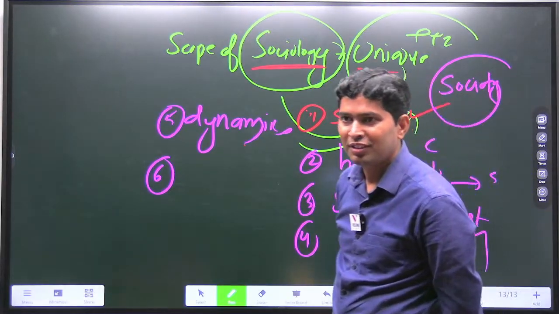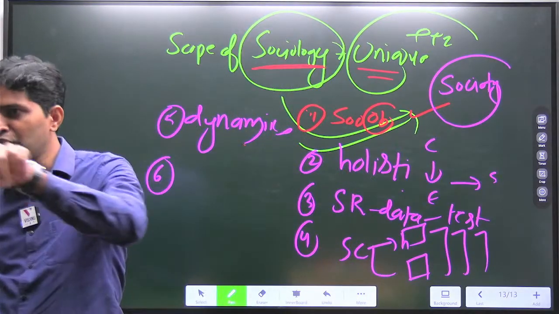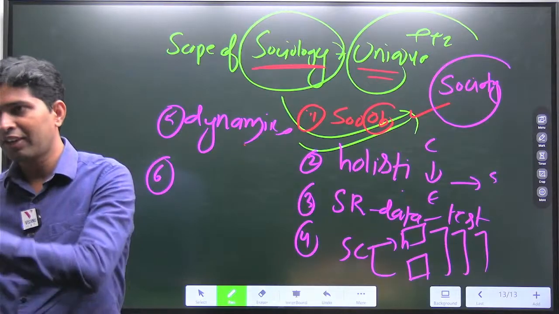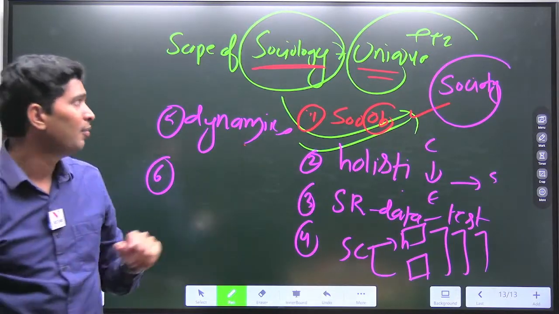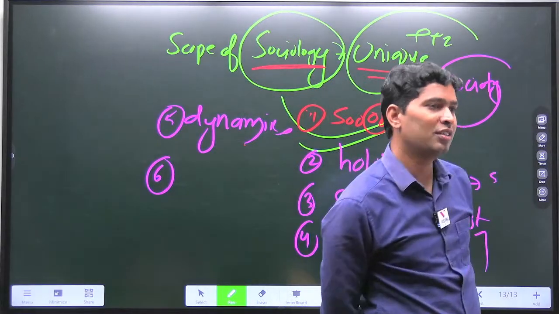how it is going to be, and what factors are influencing social change: political factors, economic factors, social factors, cultural factors. But the question is the uniqueness of sociology, which means what sociology studies that others are not studying.